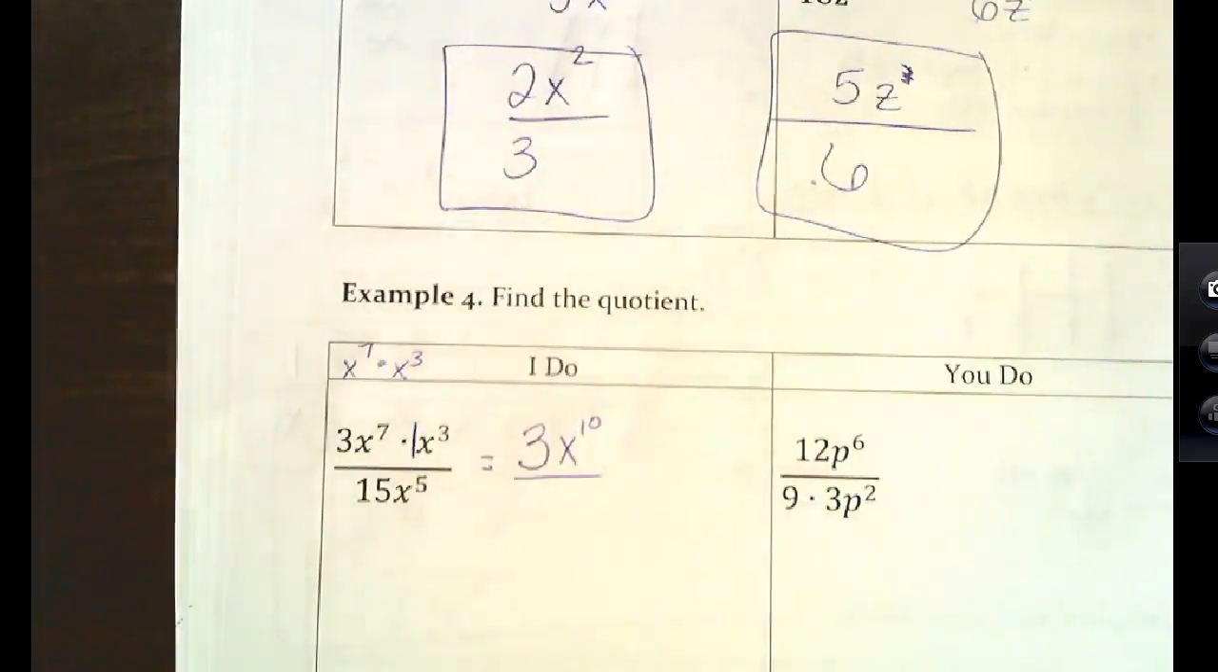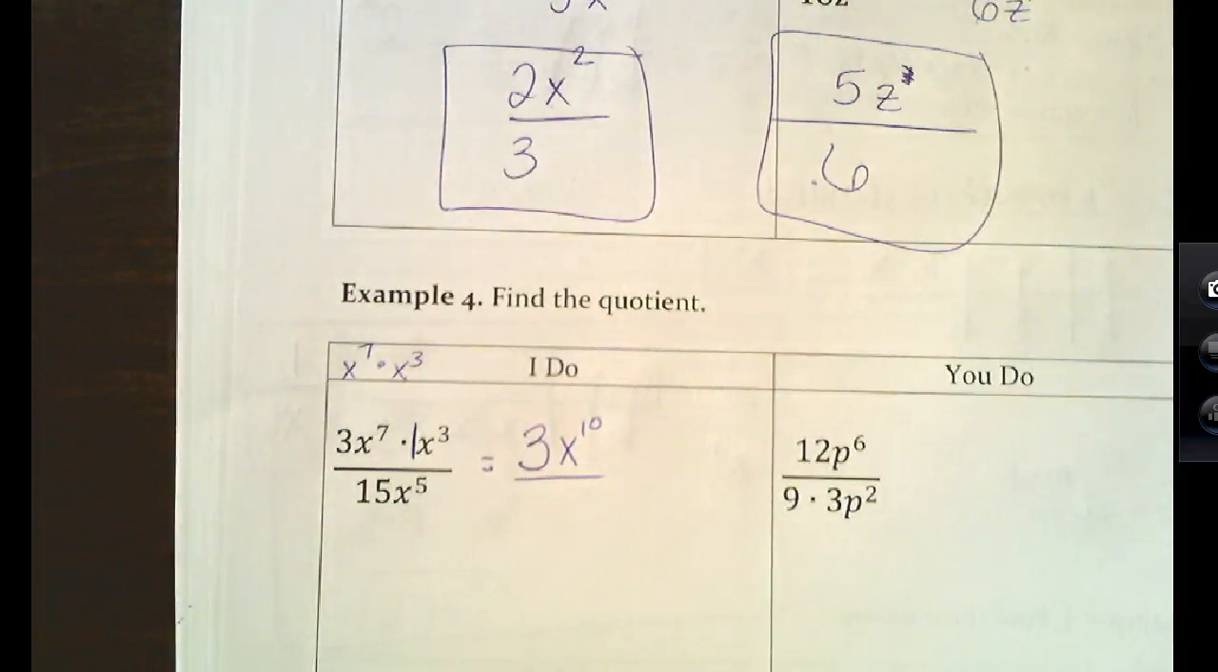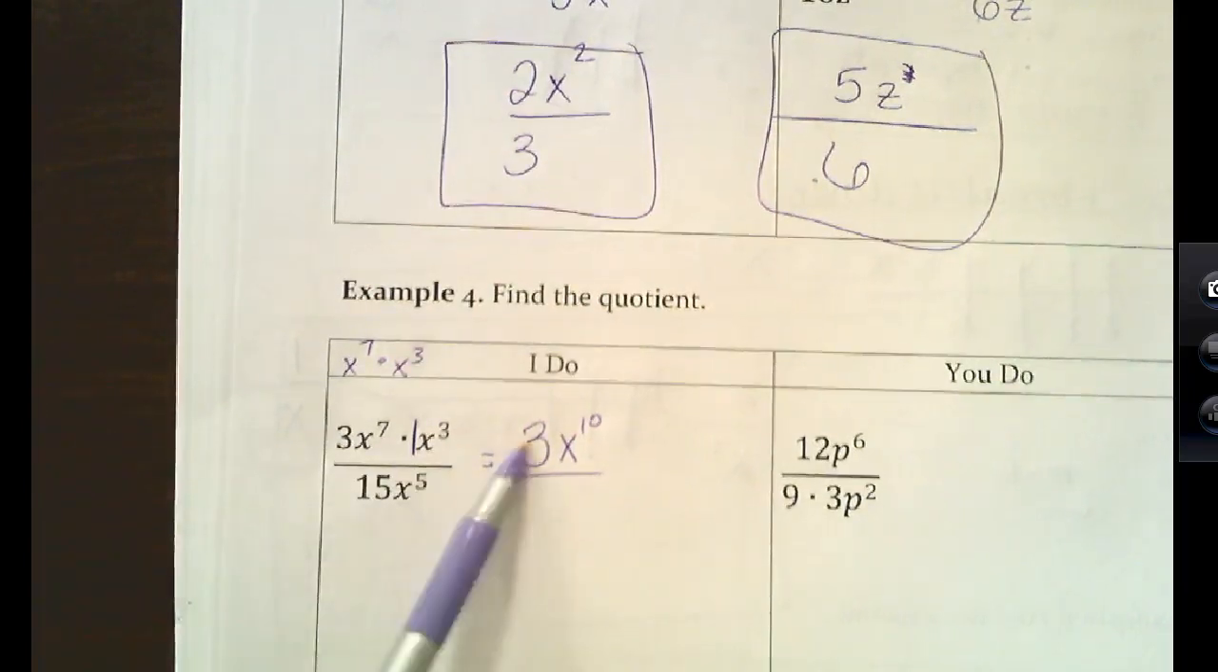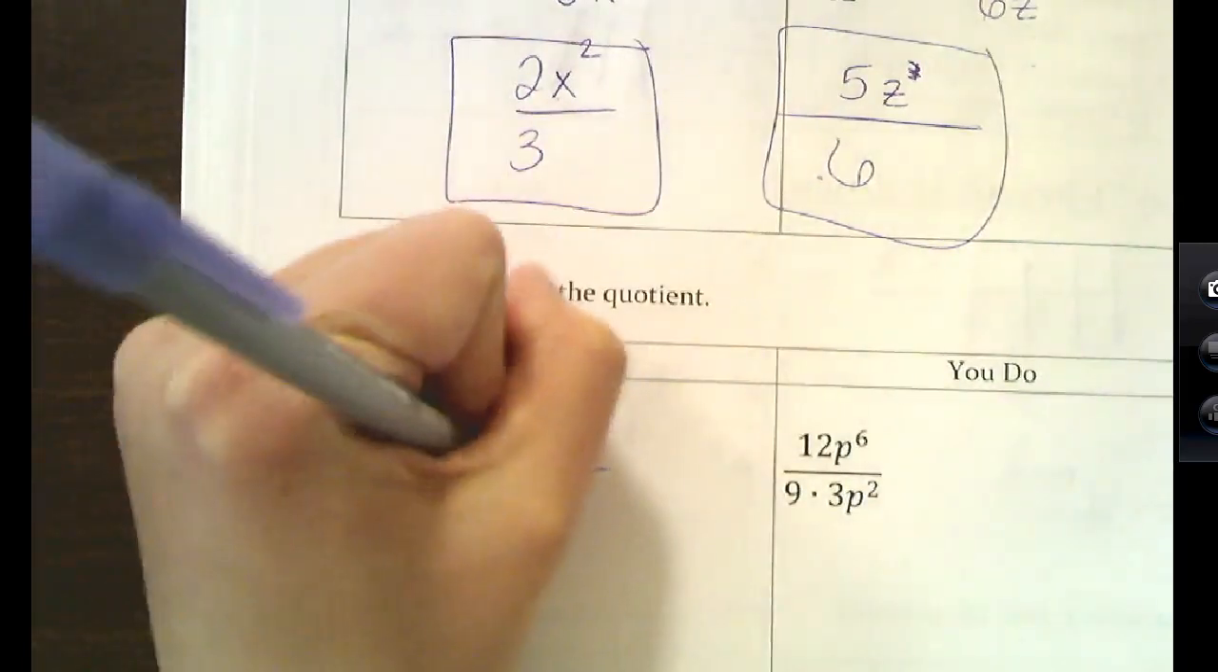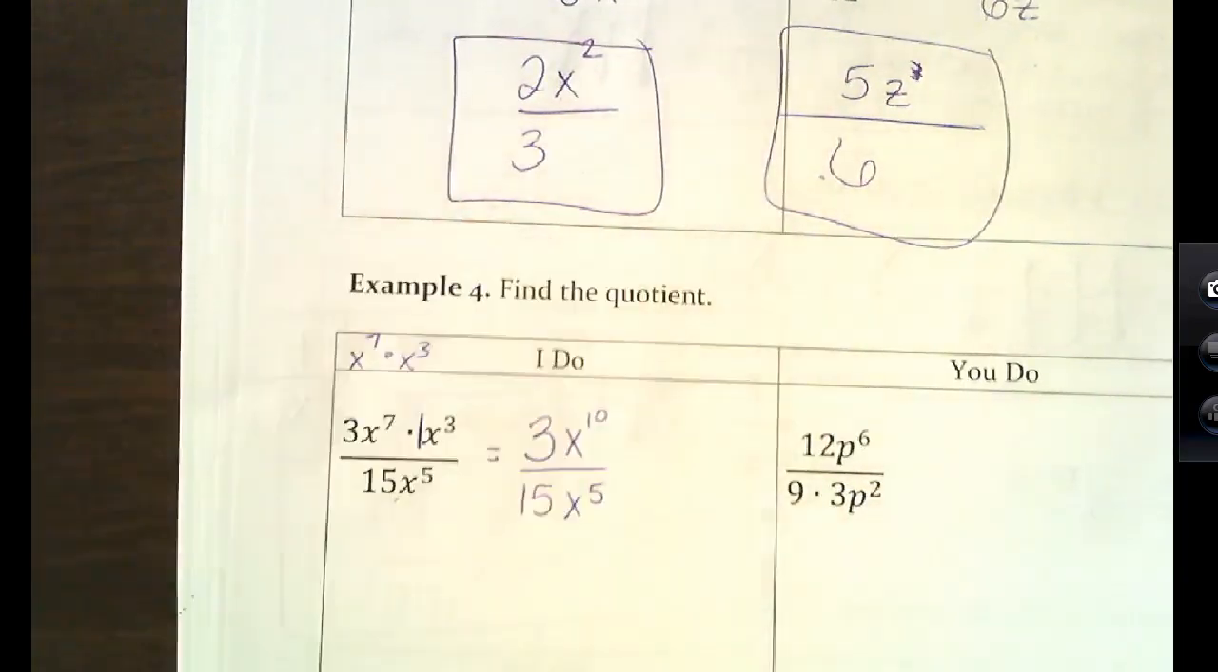Is that what you wanted to do? We're going to get to that. That's going to be the next step. So are you guys okay with where this 3x to the 10th came from? My denominator hasn't changed. It's still 15x to the 5th. Now what do you guys want to do?